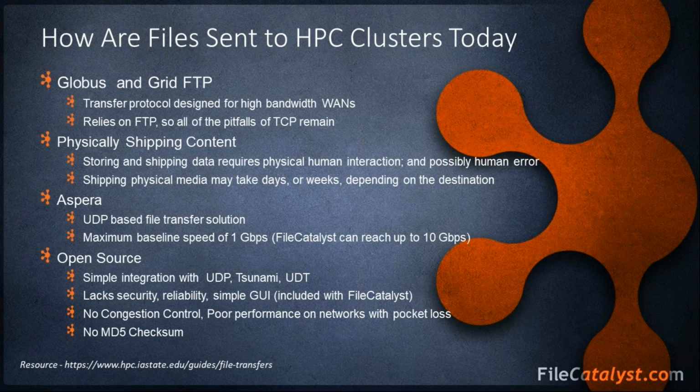Some solutions might be using an Aspera solution, where you'll be limited to some kind of a speed of maybe a gig or 2 gigs. We can reach 10 gigs and beyond with FileCatalyst, so it's much faster. And there are some open source acceleration tools such as UDT or Tsunami, where there are some reliability issues. They don't work very well on networks where there's some packet loss and there are no checksums built in. So there are quite a few tools to use today for file transfer. FileCatalyst is another alternative to this. And as you will see in this demo, under certain workflows, FileCatalyst can definitely help you a lot.